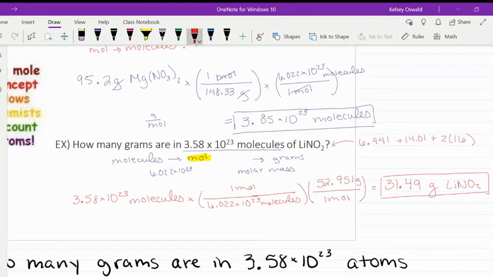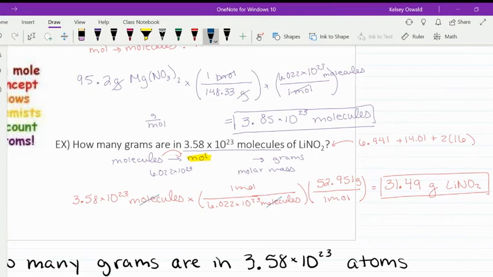So our first step, since we are given molecules, is to go to moles. Because we know that in 1 mole, we have 6.022 times 10 to the 23rd molecules. So if I have molecules on top and molecules on bottom, we're able to cancel that out, and we're left with moles. So that would tell us how many moles of LiNO2 we have.